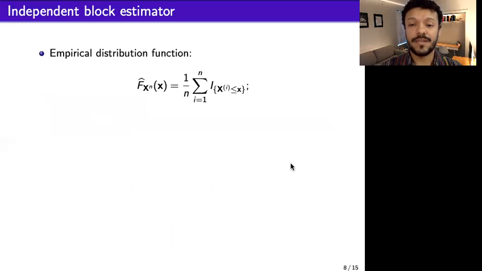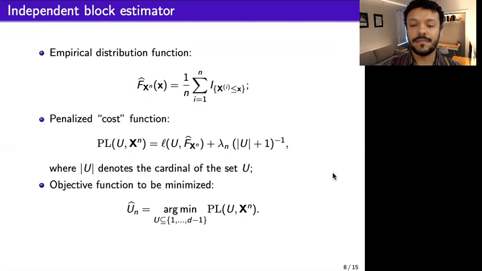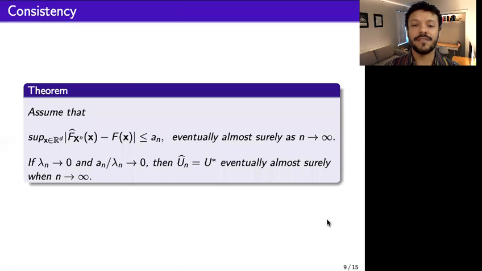And here we are considering this empirical distribution function here, and we define the penalized cost function, which is a combination of the discrepancy between the empirical distribution function and its U product added to a term of penalty here. And now we define our estimator, which is this one, and U hat will be the set that minimizes the penalized cost function.